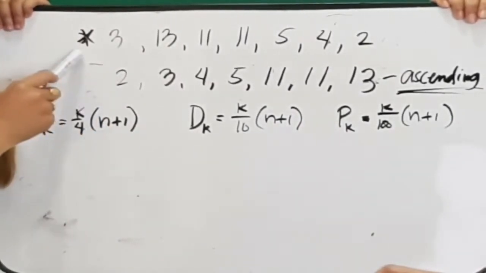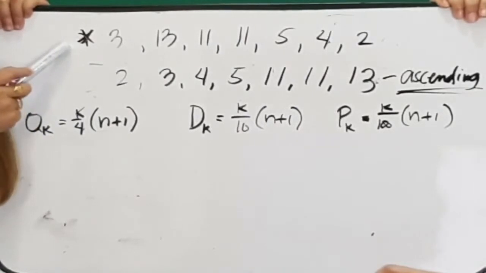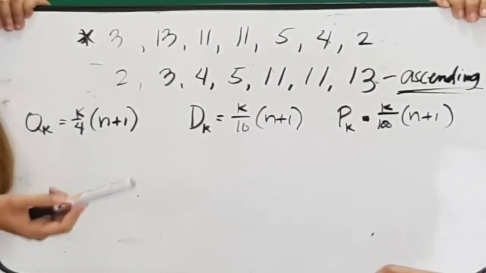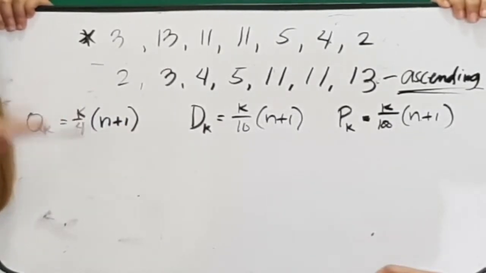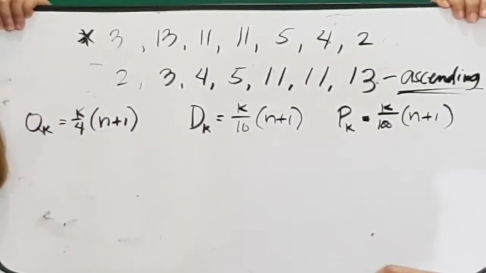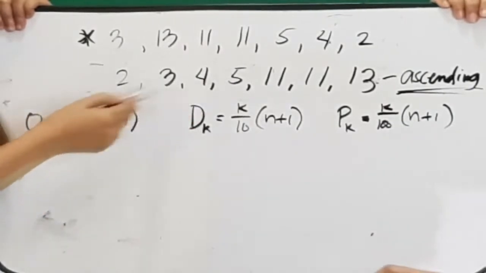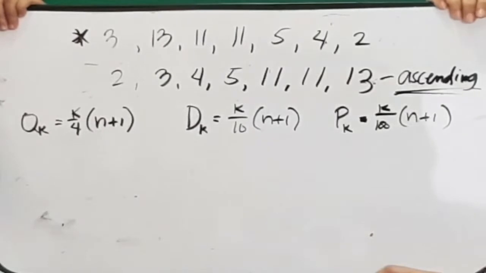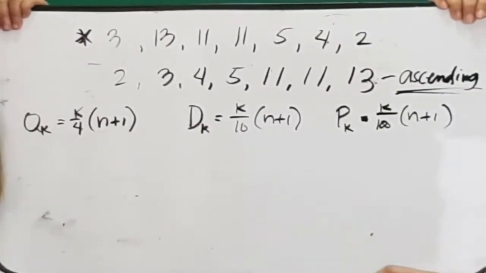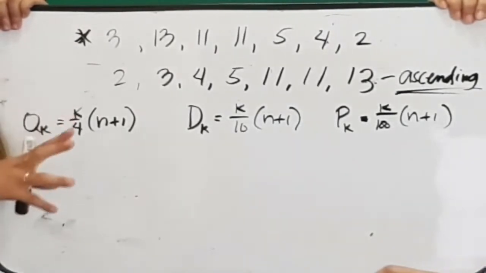Now here is our data. So we have to arrange it into ascending order. When we talk about ascending, that is from smallest to biggest value. Okay, so we start with 2, 3, 4, 5, 11, 11, and 13. So after we arrange the data into ascending order, then it's time to calculate a specified measure of position using the Mendenhall and Sincich method, which we also discussed last episode.